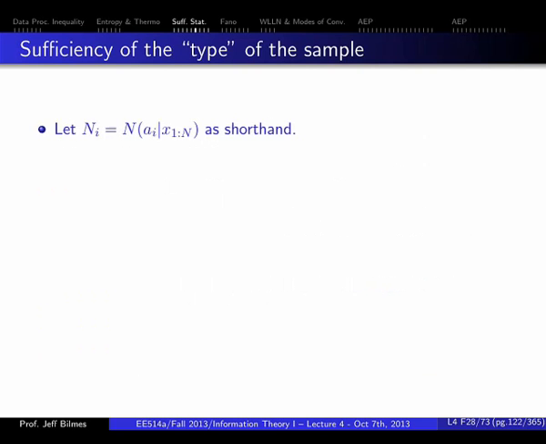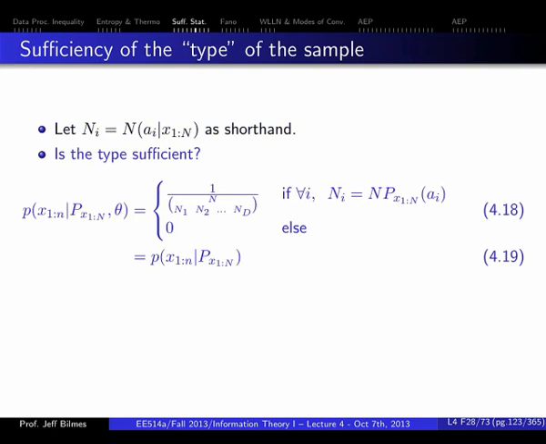Well, let's find out. Let's just use Ni as a shorthand. So Ni is basically the number of times that AI has occurred in the sample. Our claim is that this is going to be the probability. If we look at the probability distribution of x, the sample, given the statistic and theta, the underlying governing probability, we get equation 4.18.